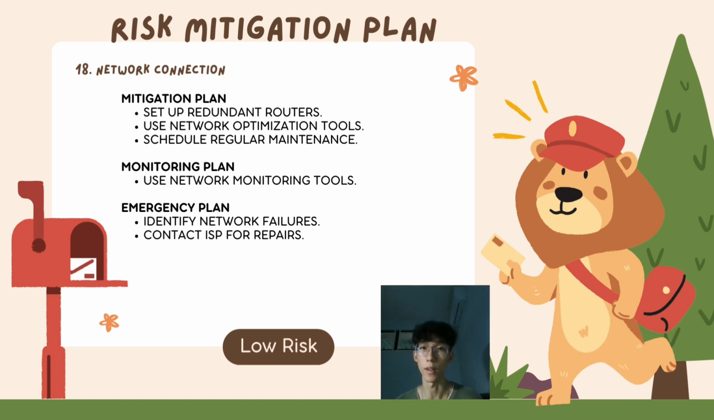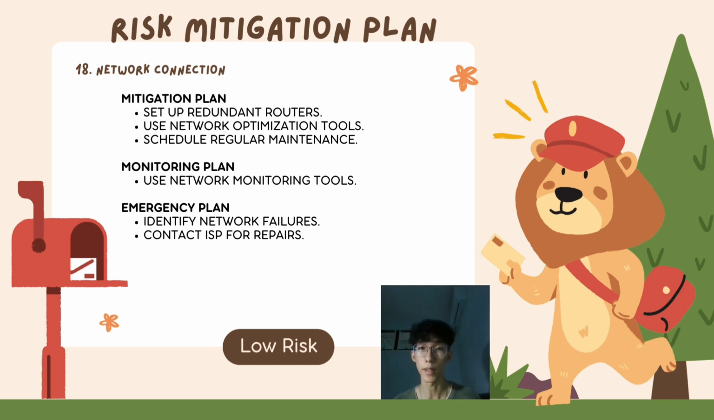In order to mitigate the risk of network connection failures, the company needs to set up redundant routers as backup internet connection in case the main router fails. And the company shall also implement network optimization tools such as quality of service (QoS) and load balancing to ensure the best possible performance and reliability. The company could also regularly schedule maintenance and upgrade network hardware to keep everything running smoothly and prevent unexpected downtime. And for the monitoring plan, the company could use network monitoring tools to continuously monitor the network and identify potential failures or performance issues.